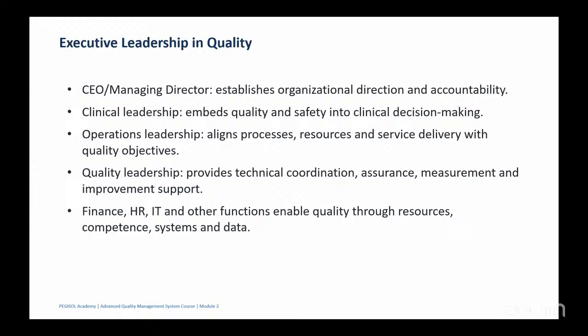Now, moving from the board, let's look at executive leadership in quality. When we're looking at executive leadership, we're looking at people like the CEO, the managing director, the clinical leaders, the operational leaders, quality leaders, finance, HR, IT. All those executive leaders, the management team, fall under executive leadership in quality. We've talked about the board and their responsibility. Now we're looking at the executive leadership. The CEO or the managing director establishes organizational direction and accountability.